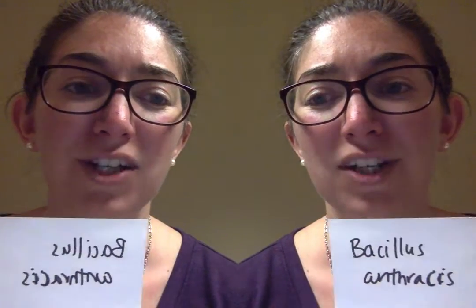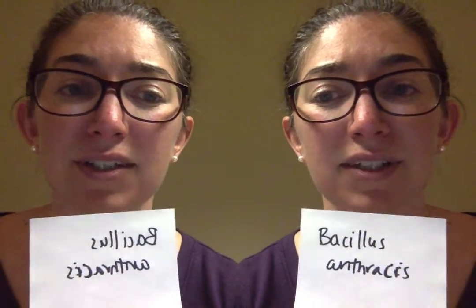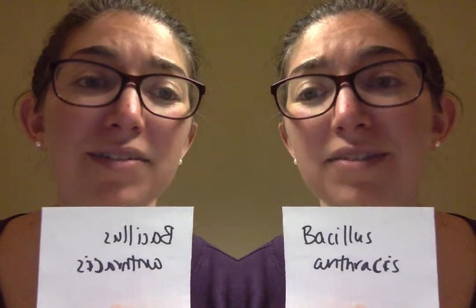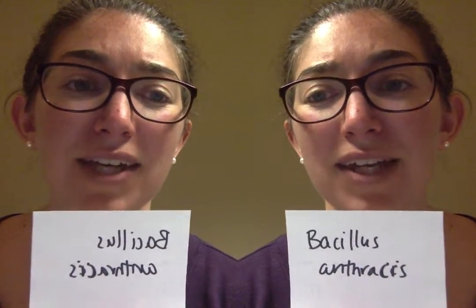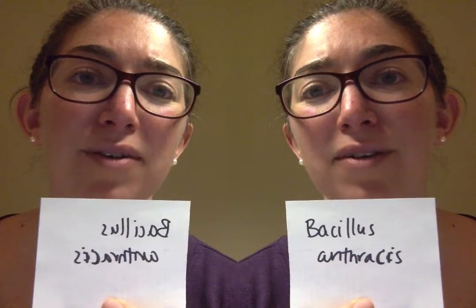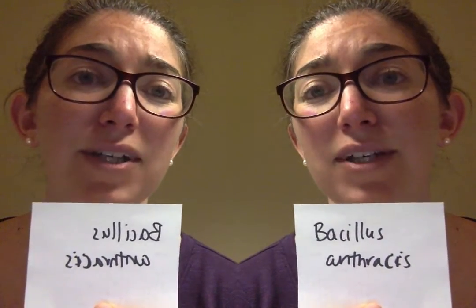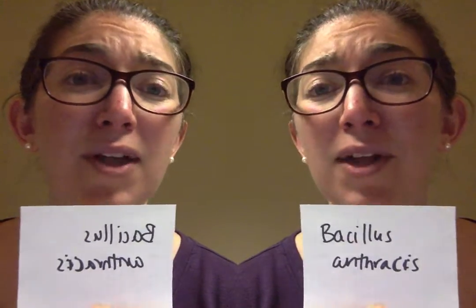Bacillus anthracis is another pathogen. This one is bacterial. It's the causative agent of anthrax. It's a bacillus, a rod. It's gram-positive, and it's an endospore former, so it can be found naturally. Spores of Bacillus anthracis can be found in the soil. It's often found on animal hides.